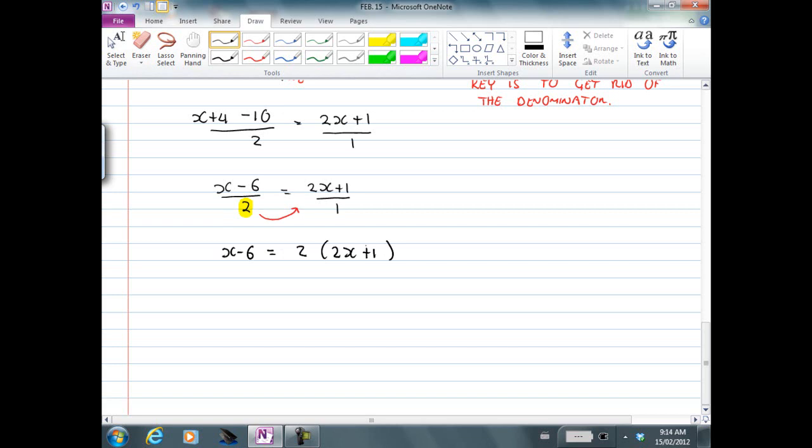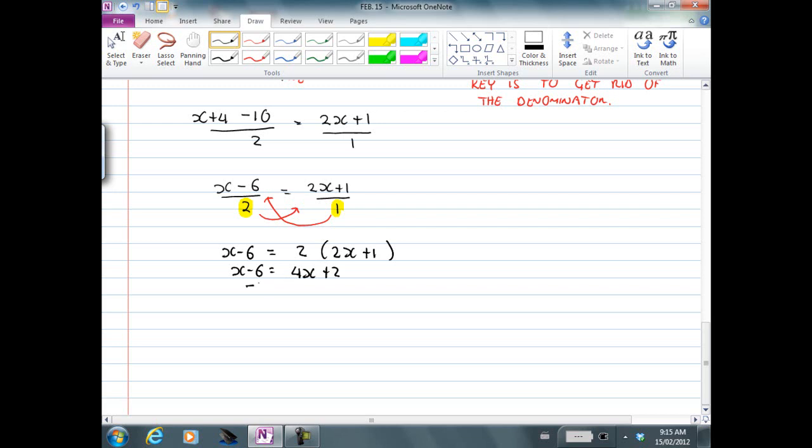Because the key is to get one fraction on the left, one fraction on the right, and then I can just cross multiply. Now somebody asked me, so what happened to this 1? Well, really, if I bring this 1 over here, it's the same thing. It's just saying times 1. So let's expand and solve, please. x minus 6 equals 4x plus 2. Guys, gals, who's right? And who's wrong?